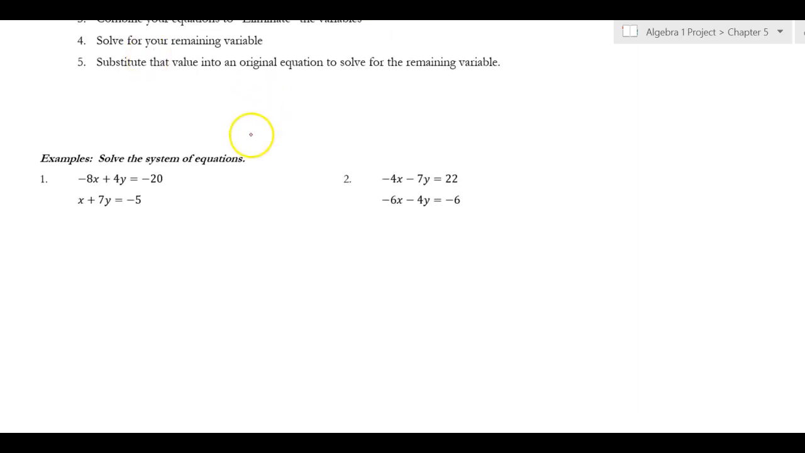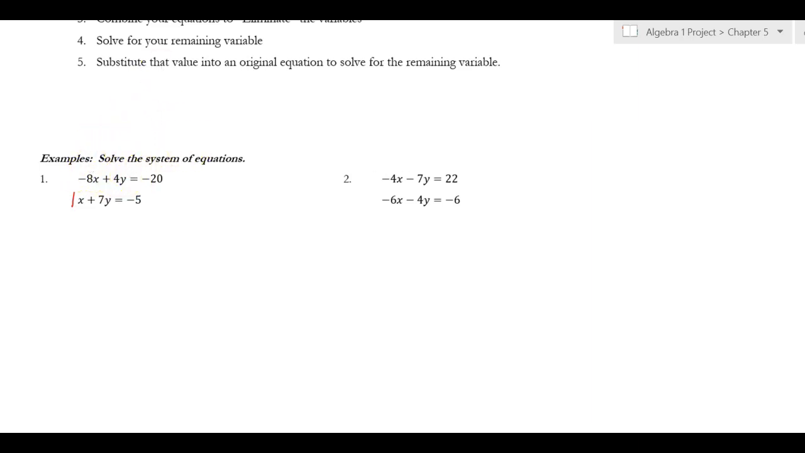All right, so for number 1, you can either eliminate the x's or the y's. If you notice, the x's already have different signs, so that's probably what I'm going to eliminate. You could choose either one. You'll get the same answer in the end as long as you do your process correctly.